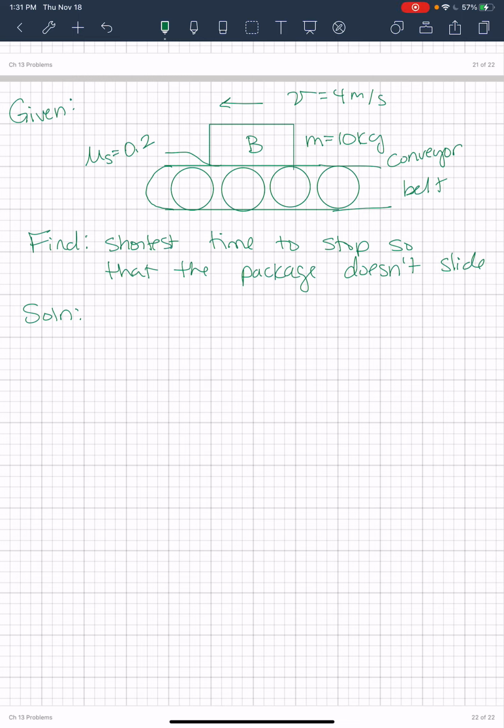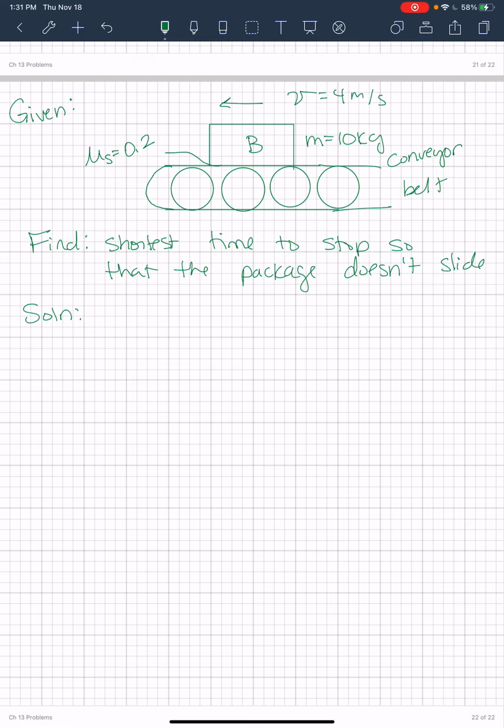This is a conveyor belt problem. We have a package on a conveyor belt. The package is 10 kilograms. The conveyor belt is moving to the left at 4 meters per second, and the mu sub s between the package and the belt is 0.2. We're supposed to find the shortest time to stop so that the package doesn't slide.